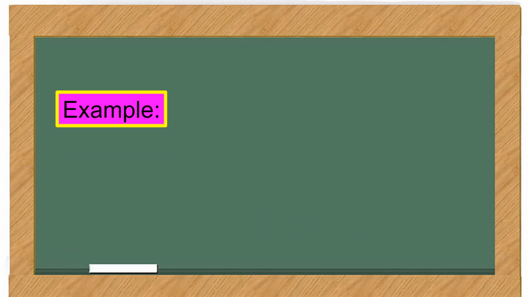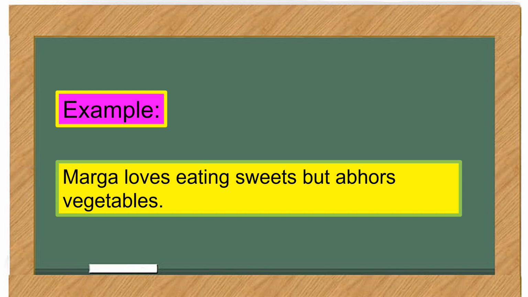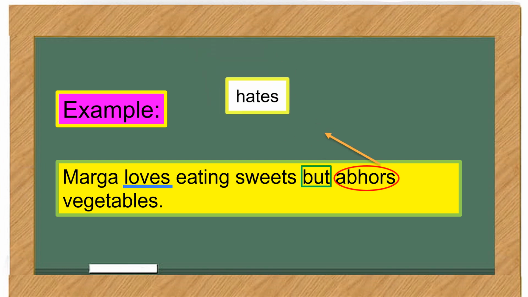For example, Marga loves eating sweets but abhors vegetables. The difficult word is abhors and the signal word is but. What word in the sentence is the opposite of abhors? Yes, loves is the antonym of abhors. Therefore, the encircled word means hates.